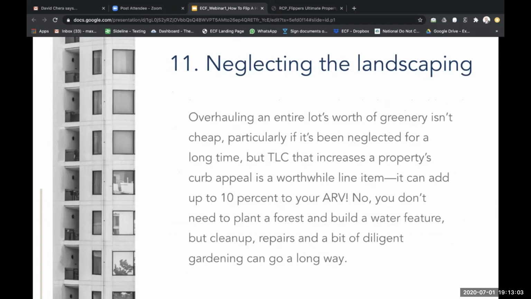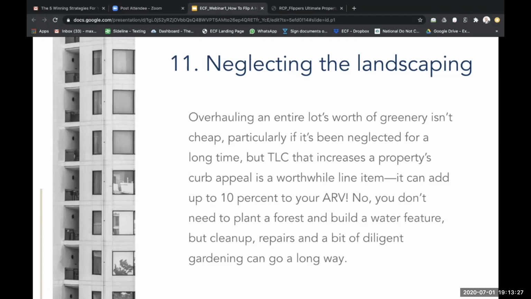Next page, please, Max. Okay. Now, if you notice, I mentioned landscaping. I want to talk about this because overhauling an entire lot's worth of greenery isn't cheap. I just spent about 3,500 putting sod in one of my homes. Particularly, it's been a neglected area for a long time, but the TLC that increases a property's curb appeal is worthwhile in the line item.